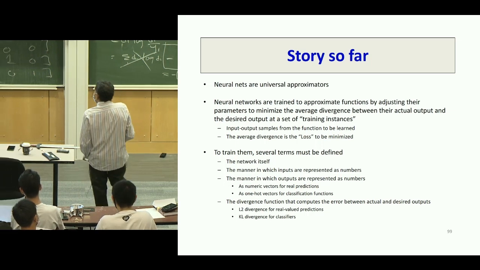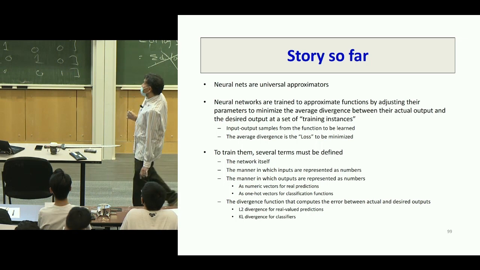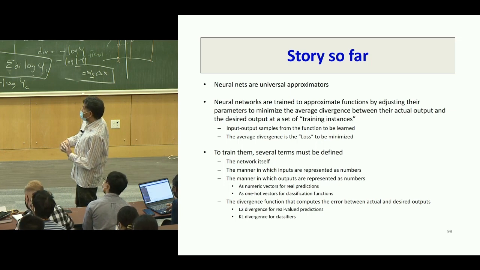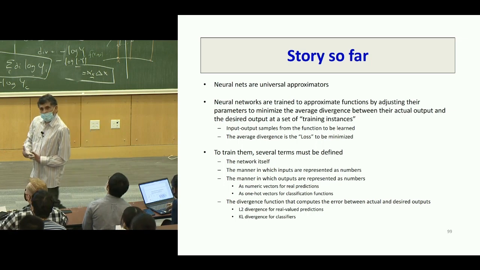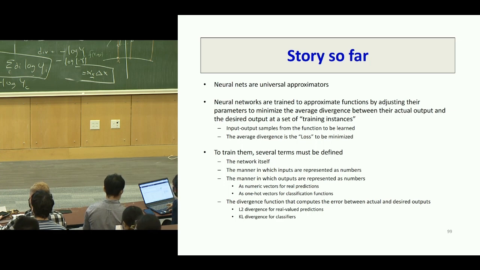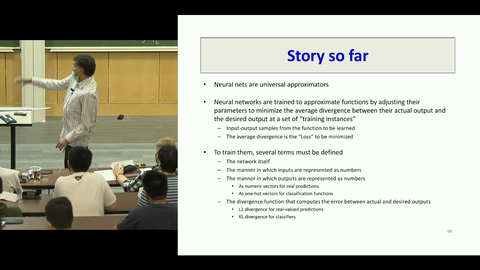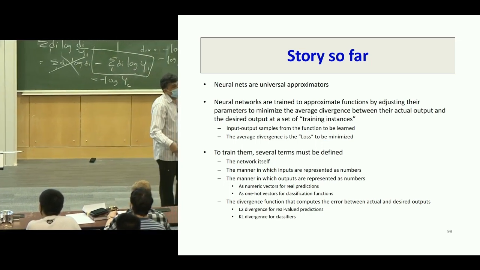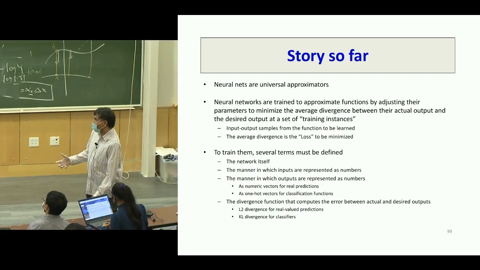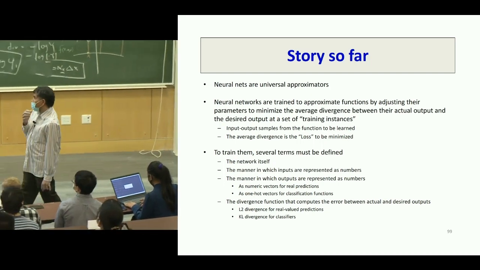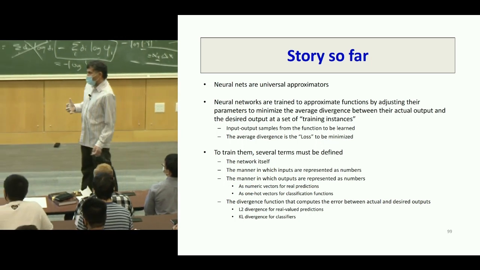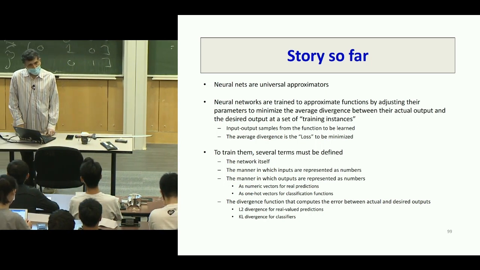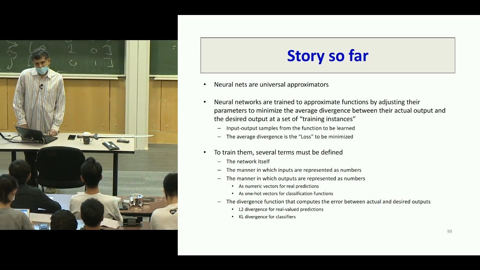Okay. So here's what we've got. Neural networks are universal approximators. We've seen that they are trained to approximate functions by adjusting their parameters to minimize the average divergence between their actual and desired outputs. And to train these, several terms have to be defined: the network itself, the manner in which the input is encoded as numbers, the manner in which the output is encoded as numbers, and the divergence function that computes the error between the actual and desired outputs, for which we typically use the L2 divergence for real valued predictions and the Kullback-Leibler divergence for classification.